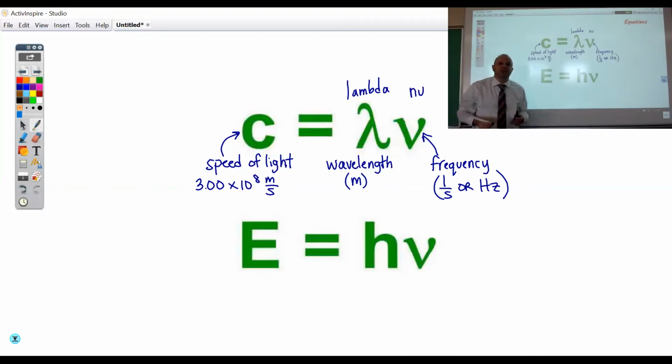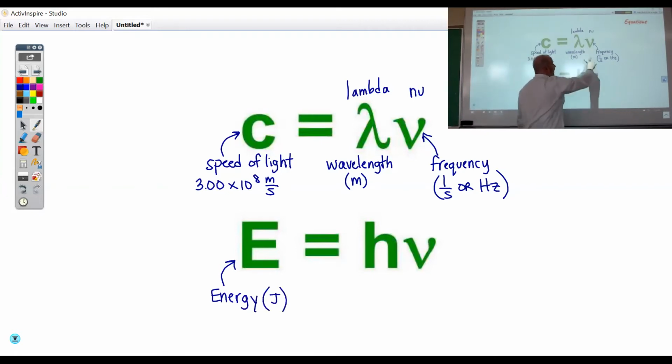There is a second equation that we will use. This equation talks about the energy of the photon. Energy is measured in joules. We have the same nu, the same Greek letter here, which will again represent frequency.